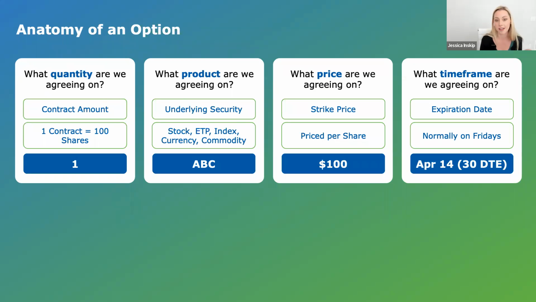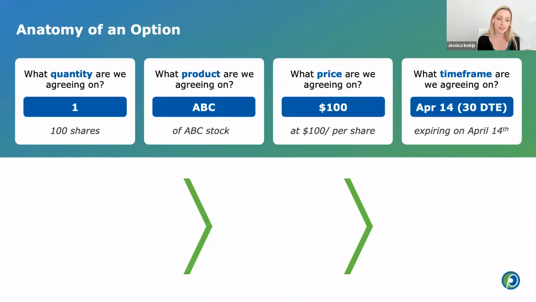So I'm using something throughout that has 30 days until expiration. You'll see DTE a lot. That just means days until expiration. So this literally means that we have a contract that represents 100 shares of ABC stock at $100 per share. And that contract is in existence until April 14th, which is 30 days from now.